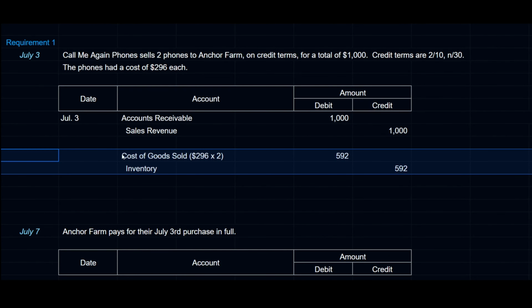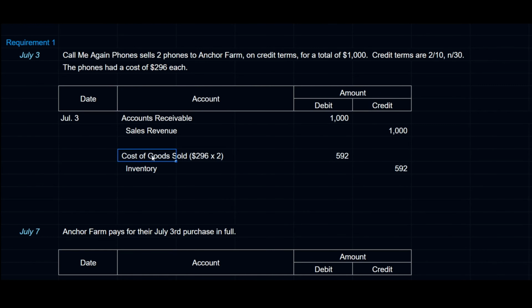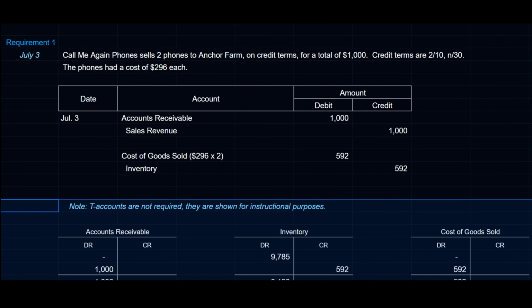Next, we have to recognize the expense on the income statement. So at $296 a unit times 2 units sold, cost of goods sold will be $592. That is an expense account that goes on the income statement. We also have to derecognize or remove this inventory from inventory. So we have to take these phones out of inventory and off the balance sheet. We do that with a credit to inventory for $592.